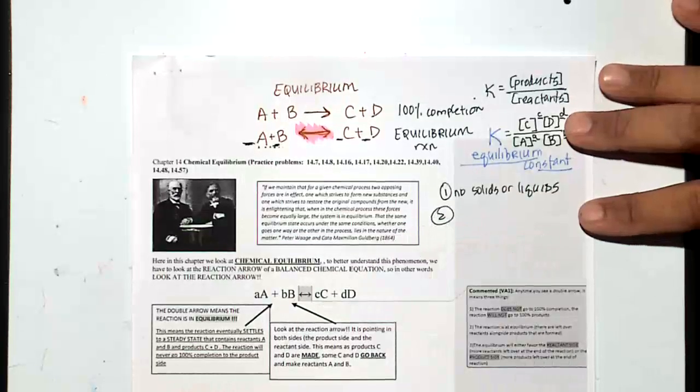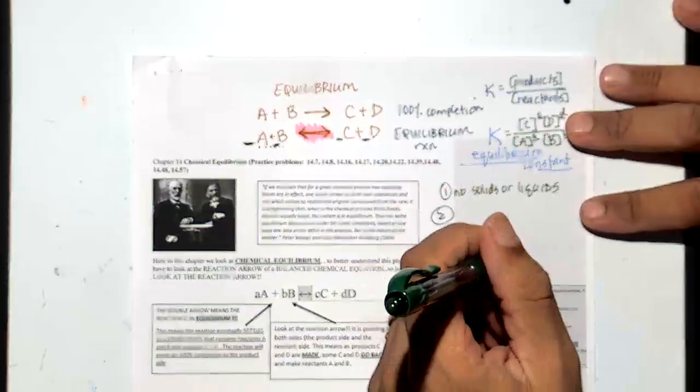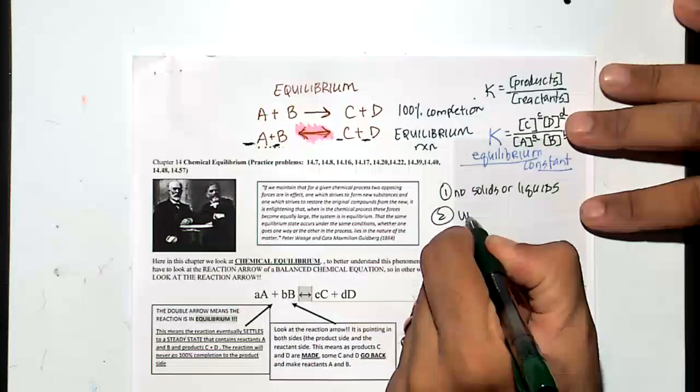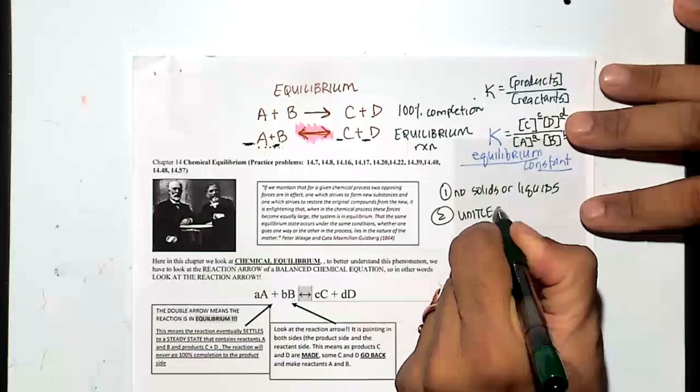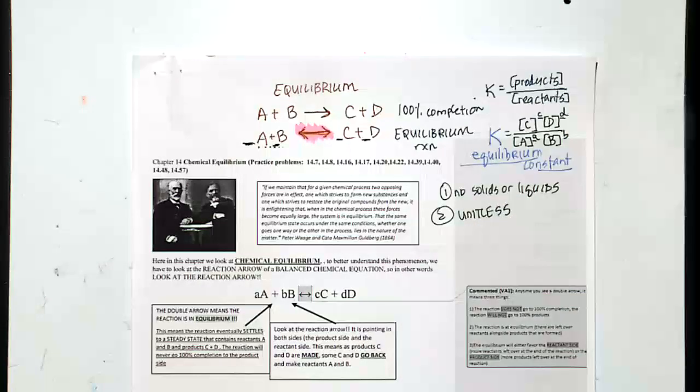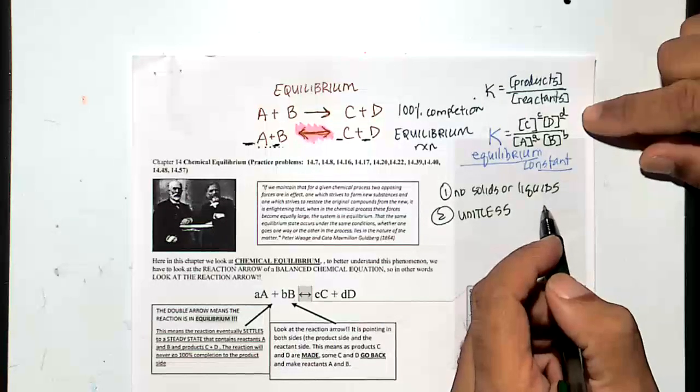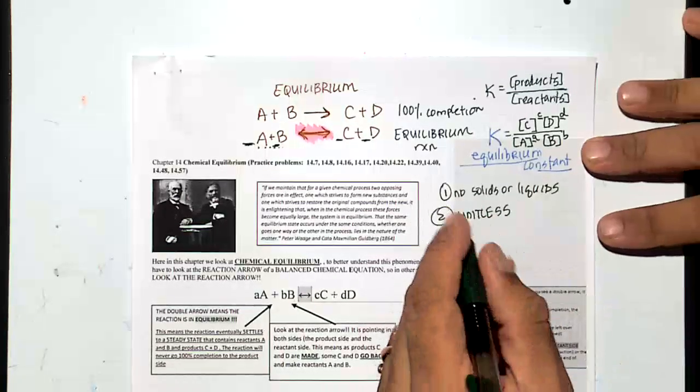Rule number 2 here is that this K is unitless. Unitless, what does that mean? It means there are no units in this products over reactants. No units.